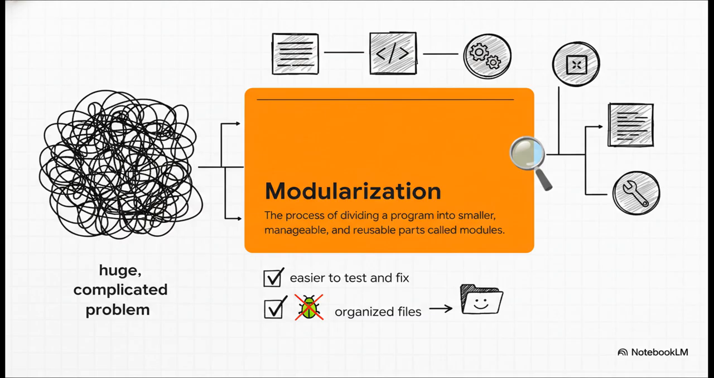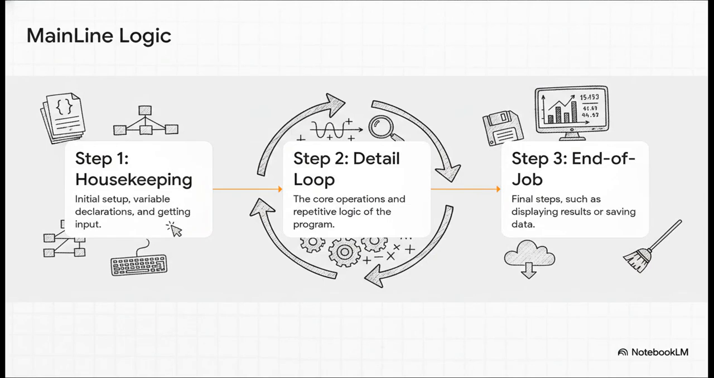So instead of writing one giant, messy program, you create these little modules that each do one specific job. This makes your code so much easier to read, to test, and to fix. It's the whole reason your favorite apps can get updated with new features without breaking everything else. And most programs follow the same logical flow, which we can break down into 3 main stages.